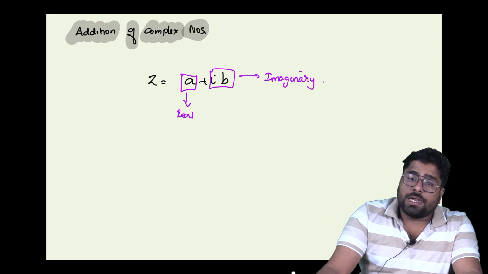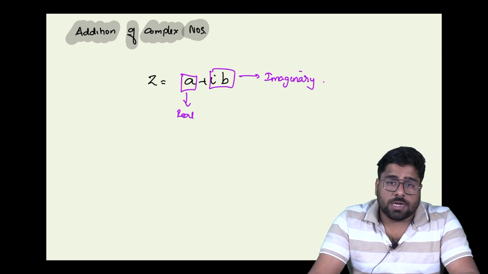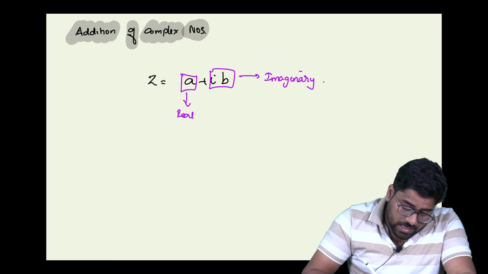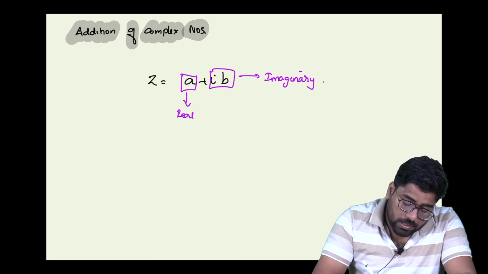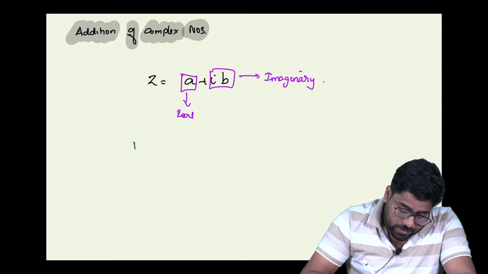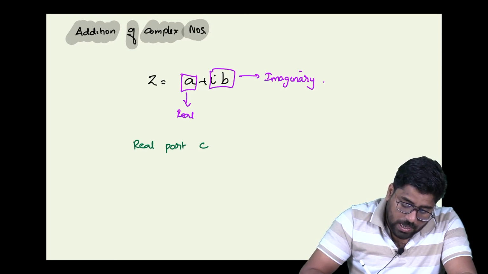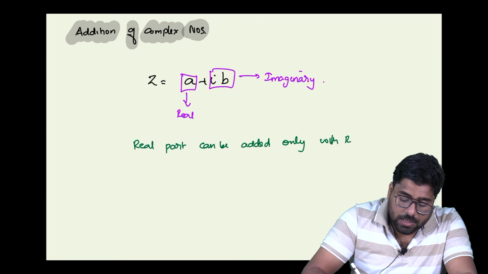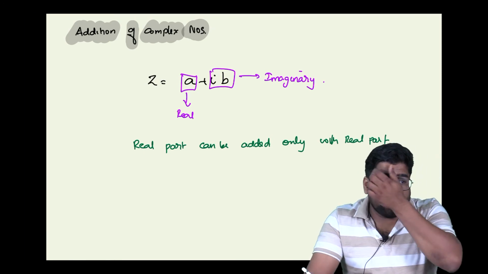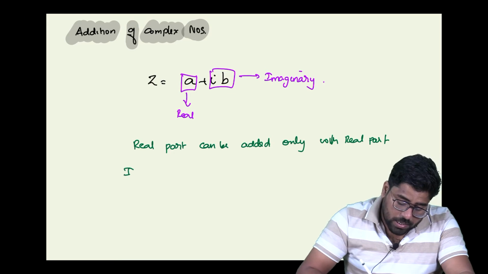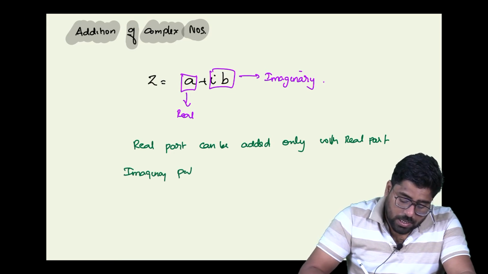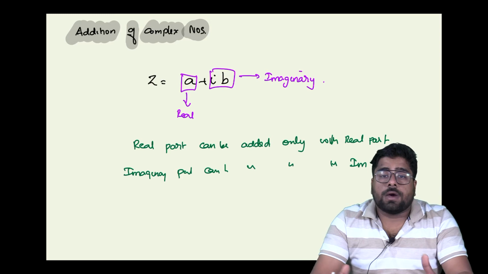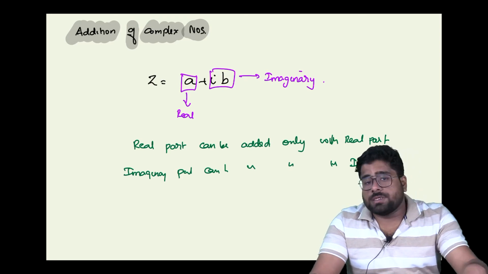The basic rule for addition and subtraction of complex numbers is that a real number can be added only to a real number. The real part can be added only with the real part, and the imaginary part can be added only with the imaginary part. That means you cannot add the real part and the imaginary part together. So, real plus real and imaginary plus imaginary.